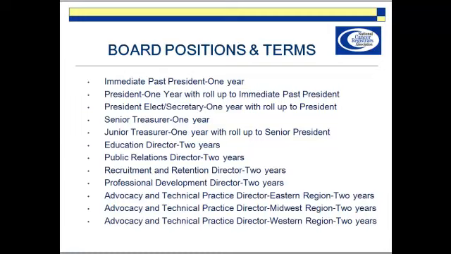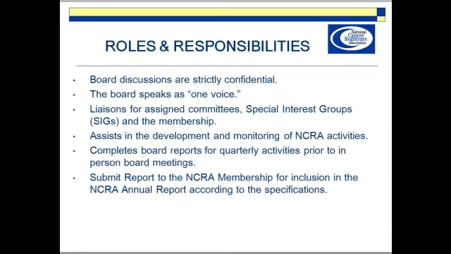The President-elect Secretary and Treasurer Junior are elected for a term of 1 year. Upon expiration of the Treasurer Junior term, he or she becomes Treasurer Senior for a term of 1 year. Upon expiration of the President-elect Secretary's term, he or she becomes President for a term of 1 year. Upon expiration of the President's term, he or she becomes the immediate past President for a term of 1 year. The remainder of board positions are elected for terms of 2 years.